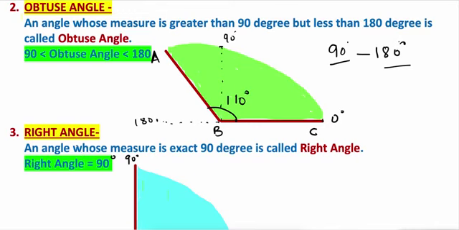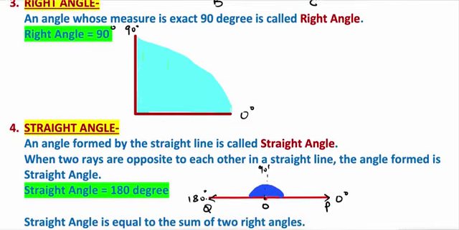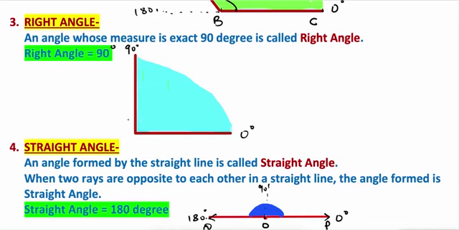Right angle. An angle whose measure is exactly 90 degrees is called a right angle. And the symbol for writing a right angle is this box. Angle ABC is a right angle whose measure is equal to 90 degrees. The right angle is always exactly 90 degrees.